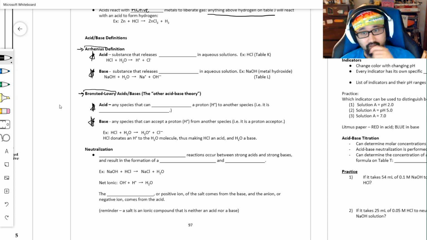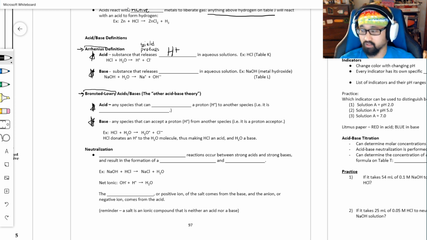According to the first definition, acids are any substance that releases H+ in aqueous solution. Now you might see the word release, you might see the word produces, you might see the word yields. They all mean the same thing in this context. So which of the following substances releases, produces, or yields H+? If it produces H+, if it makes H+ when you mix it with water, it is an acid. It counts as an acid.